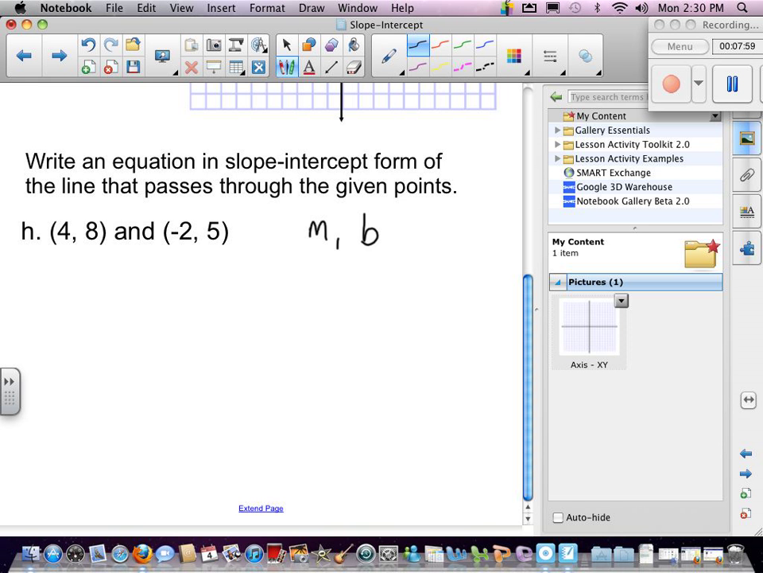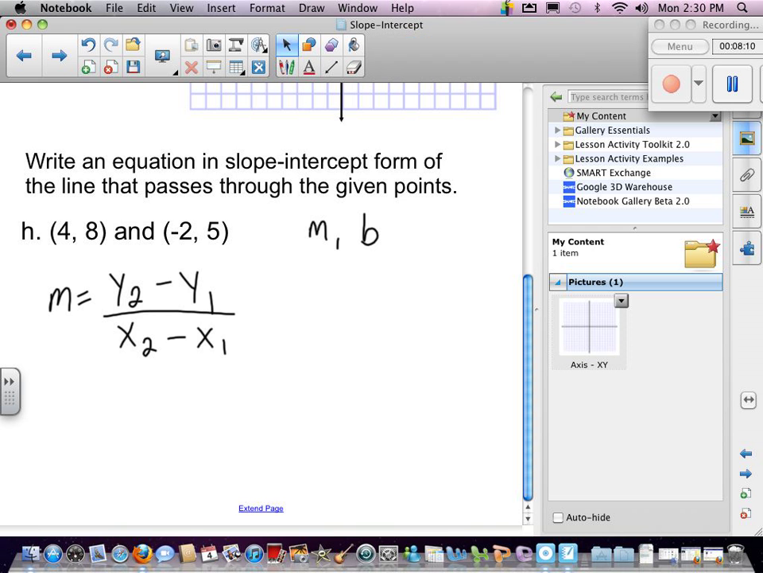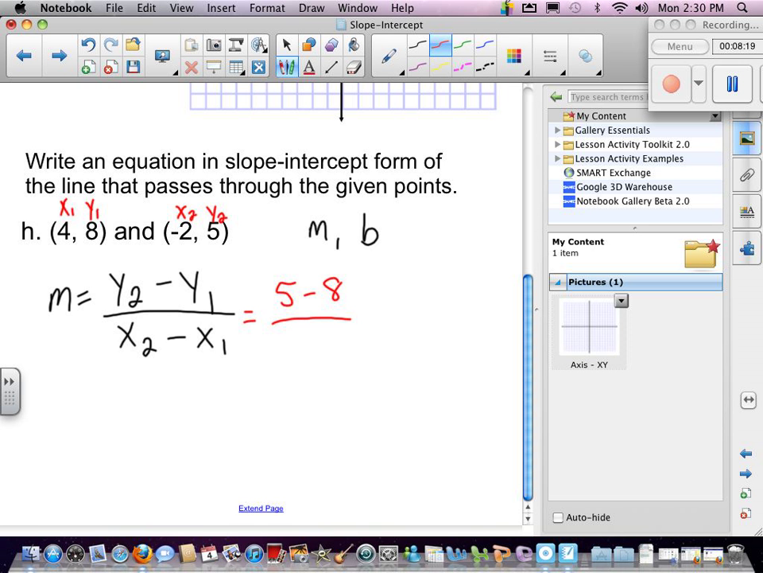So we need to establish the slope first, which is given by the formula y2 minus y1 over x2 minus x1. So let's go ahead and label this. This is x1, y1, x2, y2. So that'd be 5 minus 8 over negative 2 minus 4, which would be negative 3 over negative 6, which simplifies to 1/2.